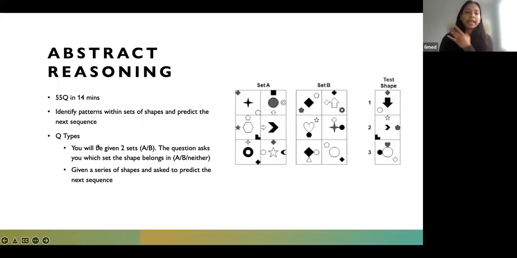So the types of questions you can get is, like I said, you can get given set A or set B, and the question will ask you which set the test shapes 1, 2, or 3 belong to. Do they belong in A, do they belong in B, or do they belong in neither of these? Or you can get given a series of shapes and you need to predict the next sequence, if that makes sense. So relatively straightforward, but there's a 600 questions UCAT book that you can buy from Amazon for pretty cheap, and it has a really good section on abstract reasoning, and you can go through all the different types of sequences you can get, and then that helps you to answer these questions really quickly under timed conditions.